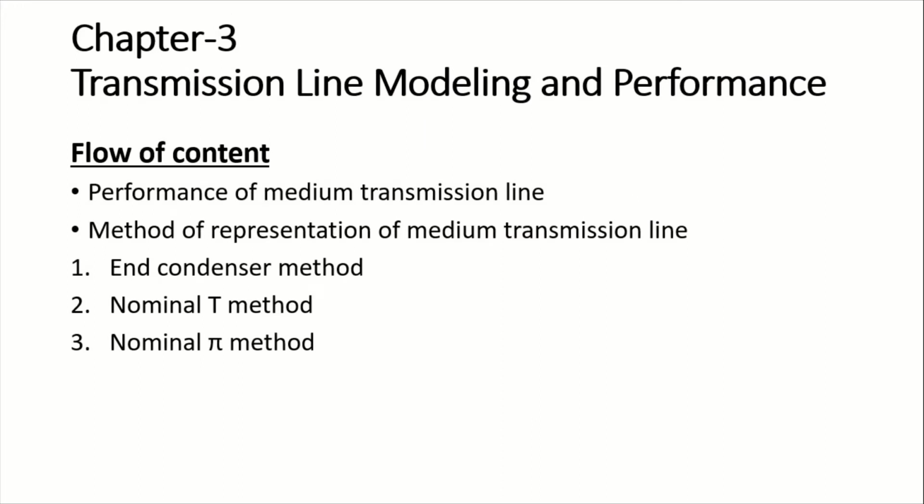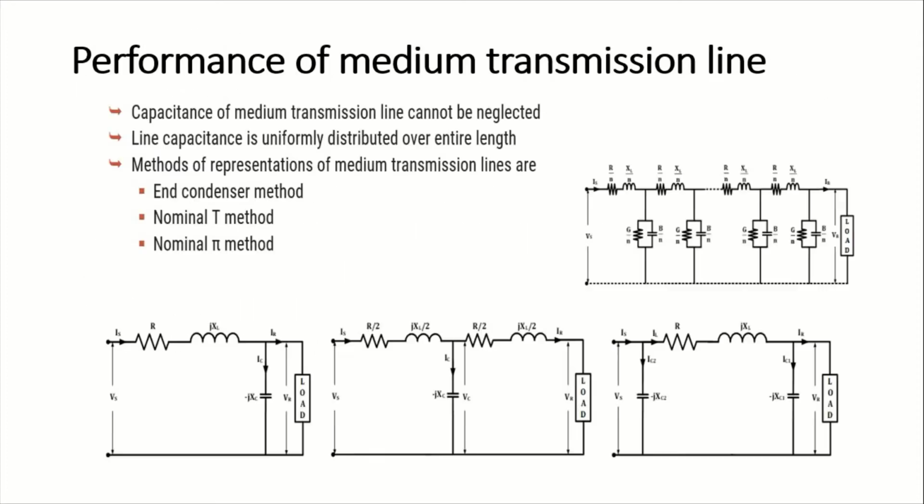In this video, we will discuss the topic medium transmission line from our chapter number 3, Transmission Line Modeling and Performance. In this video, we will discuss the performance of medium transmission line, and in this topic, we discuss the method of representation of a medium transmission line. There are three methods for the representation of a medium transmission line. The first one is the end condenser method, the second one is the nominal T method, and the third one is the nominal pi method. And all these three methods we will discuss with the help of an example.